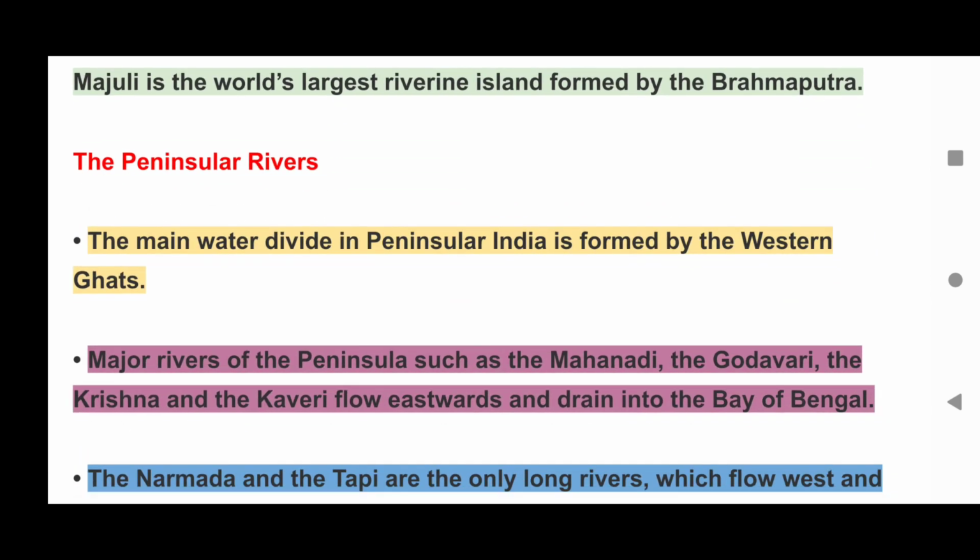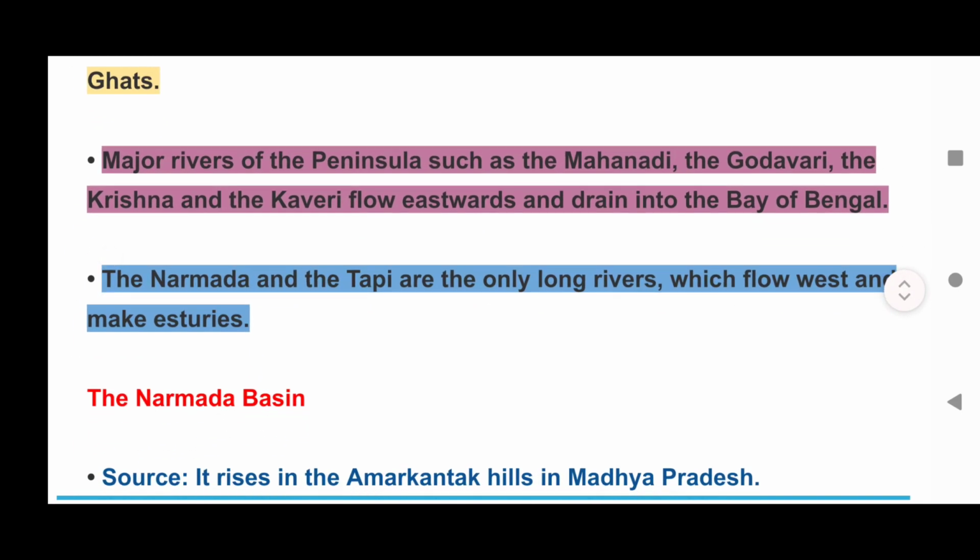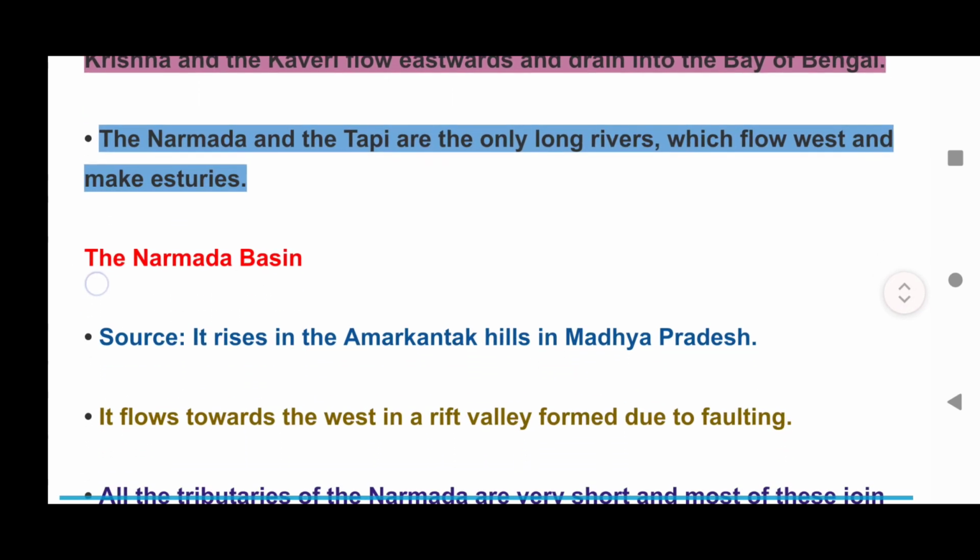The peninsular rivers. The main water divide in peninsular India is formed by the Western Ghats. Major rivers of the peninsula such as the Mahanadi, the Godavari, the Krishna and the Kaveri flow eastwards and drain into the Bay of Bengal. The Narmada and the Tapi are the only long rivers which flow west and make estuaries.